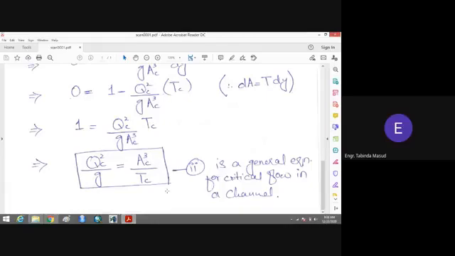If you are going to use this equation for the trapezoidal channel, then for the area you have to put the value of the area of a trapezoid. If you are going to use it for a circular channel, then you have to put here the value of the area of a circle. So it depends upon the situation and the numerical problem you get. You can modify this equation according to your need.